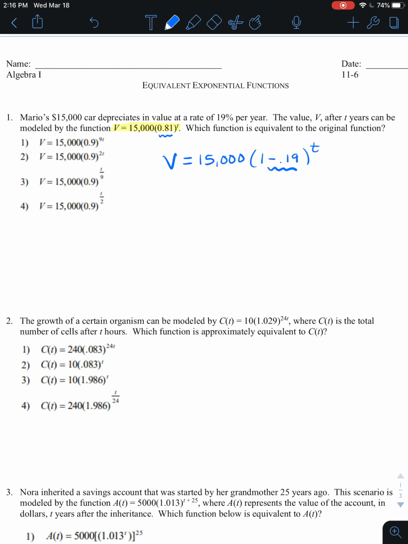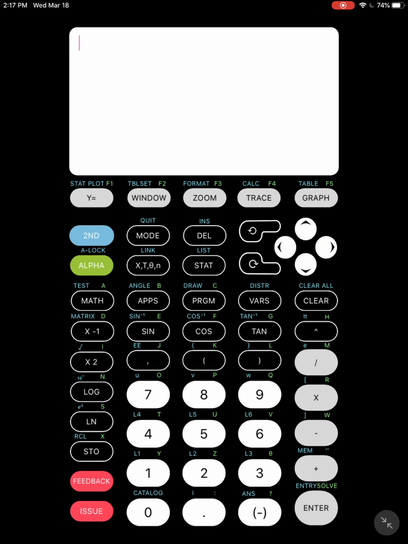Okay, but now what they're asking us is, out of these four choices, one of them is equivalent to our function, even though it's written differently. In Algebra 2, you're going to learn how to algebraically figure out which of these choices is equivalent. But for this course, all you need to understand is that the word equivalent means they would produce the same values. So they should have the same table and the same graph, and that's where we're heading with this. So what I want you to do right now is take the first equation, 15,000 times 0.81 to the t, and put that into your y1.